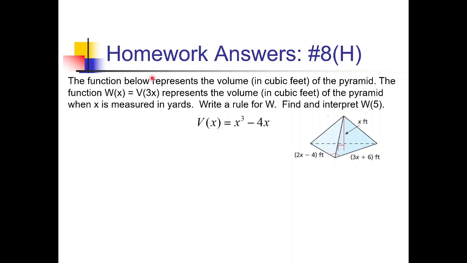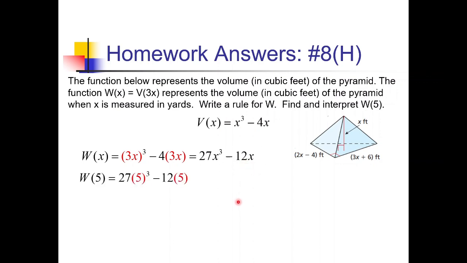Well, if I'm just plugging 3 in for the x's, I can just plug 3 in for these x's here. So we have 3x cubed, which is going to be 27x cubed. And then we have negative 4 times 3x, which is just negative 12x. To do w of 5, I just have to plug 5 in now for these x's. And, I mean, you might be able to do this in your head. I can't. I'm going to go to Desmos for this.